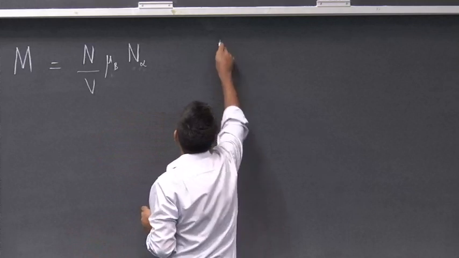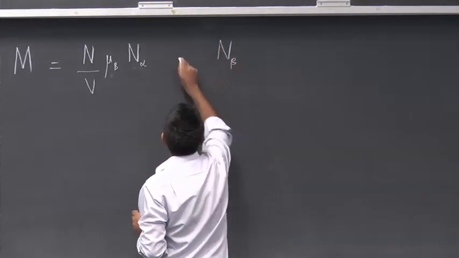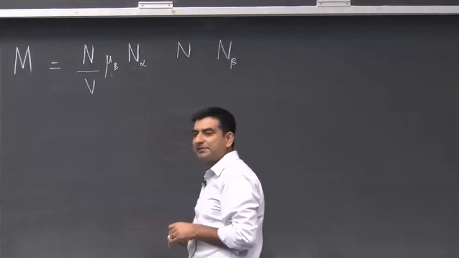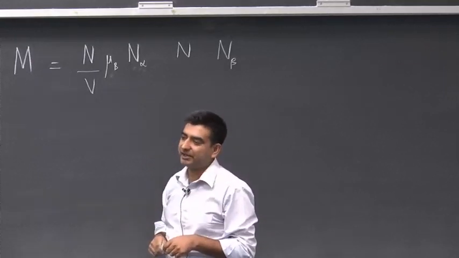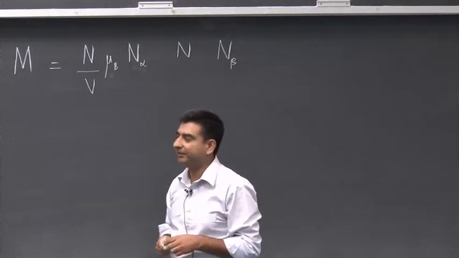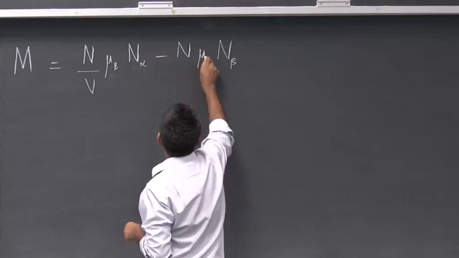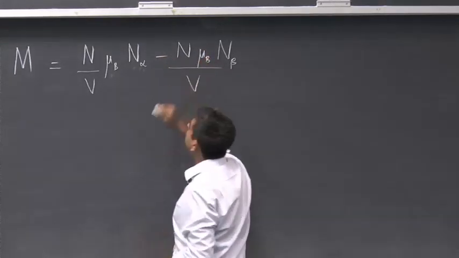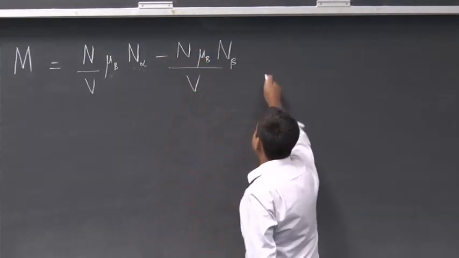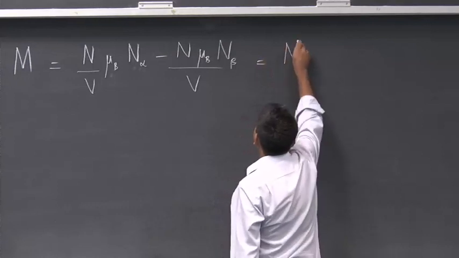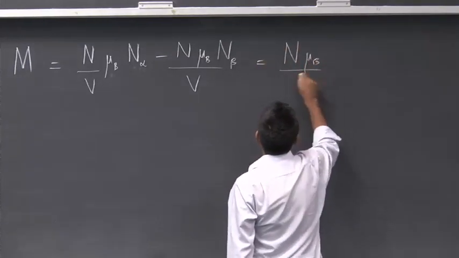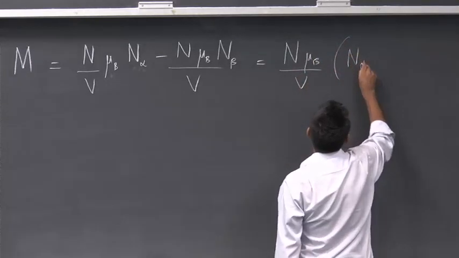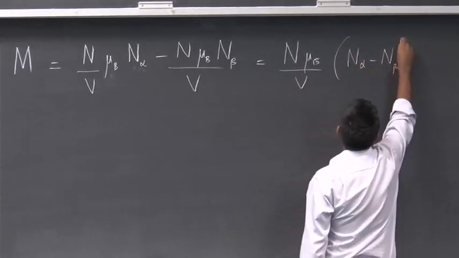The number of spins in the state beta is n into n beta. What's the moment of each spin in the state beta? Minus mu b. So I have minus mu b and I divide by the volume. This is the magnetization of the sample. The magnetization turns out to be n mu b over V into (n alpha minus n beta).